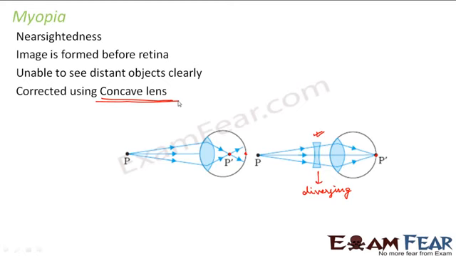In myopia, you can see nearby objects clearly, but you cannot see distant objects clearly. Because when you try to see a distant object, the image, instead of forming on the retina, is formed before the retina. So how do we correct it? We correct it by using a concave lens, which is a diverging lens, so that the rays of light get a little more diverged, so that they converge after some time. So they take more time to converge, and as a result they converge on the retina and not before the retina.